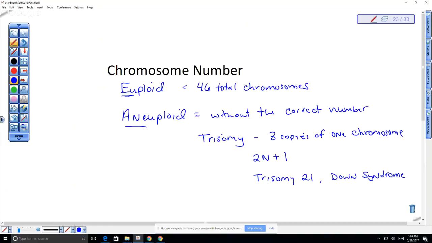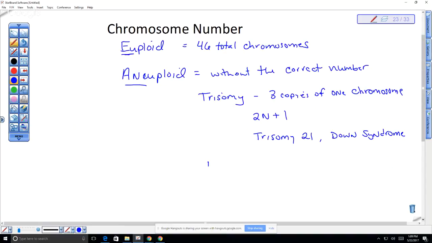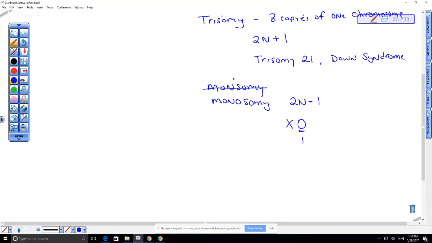Okay. We also have some examples of what is called monosomy. So instead of 2 copies, we have a single copy. Write that again: monosomy. So this would be 2n minus 1. And in humans, we have only one example of monosomy, and that is the sex chromosome. So the only example is XO, right? So the O is the missing sex chromosome.